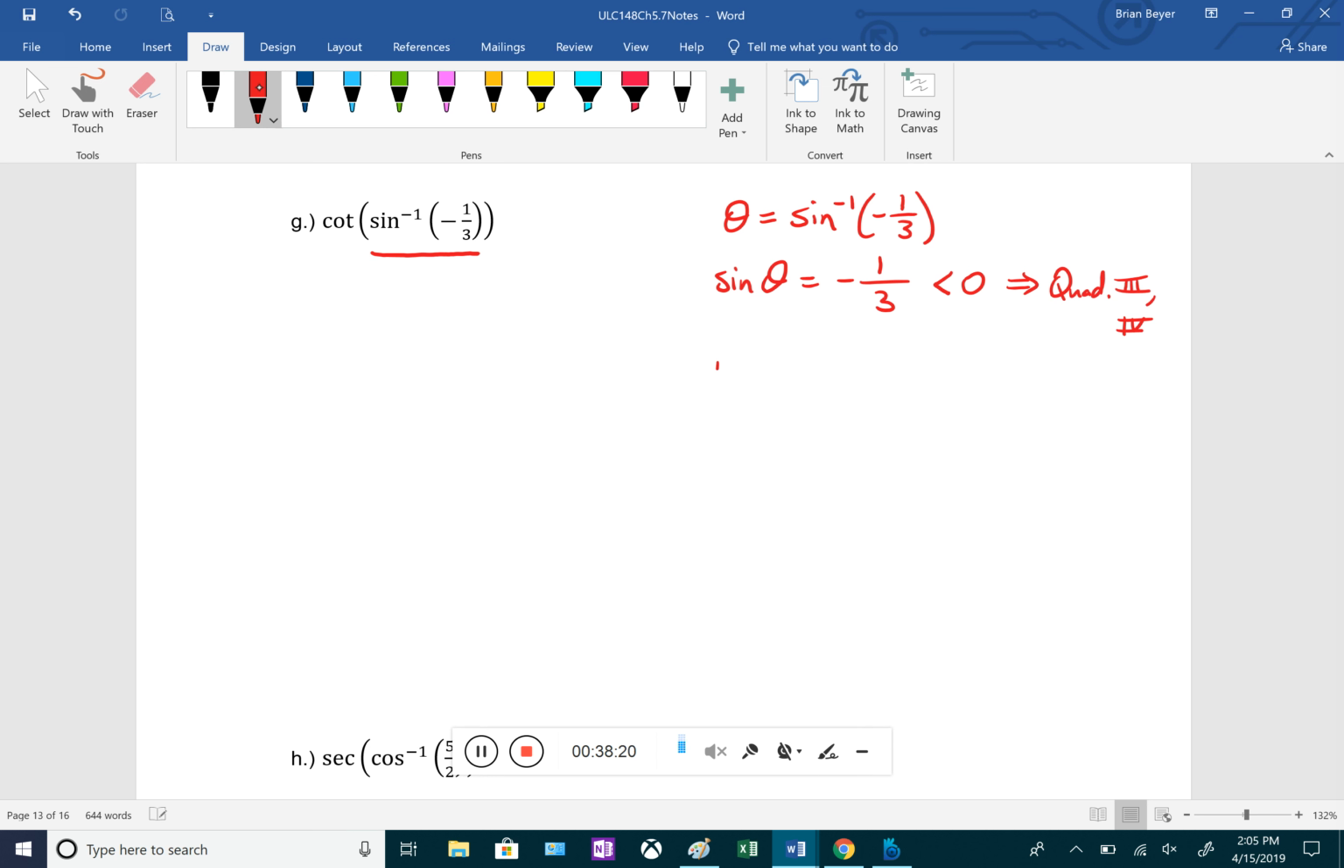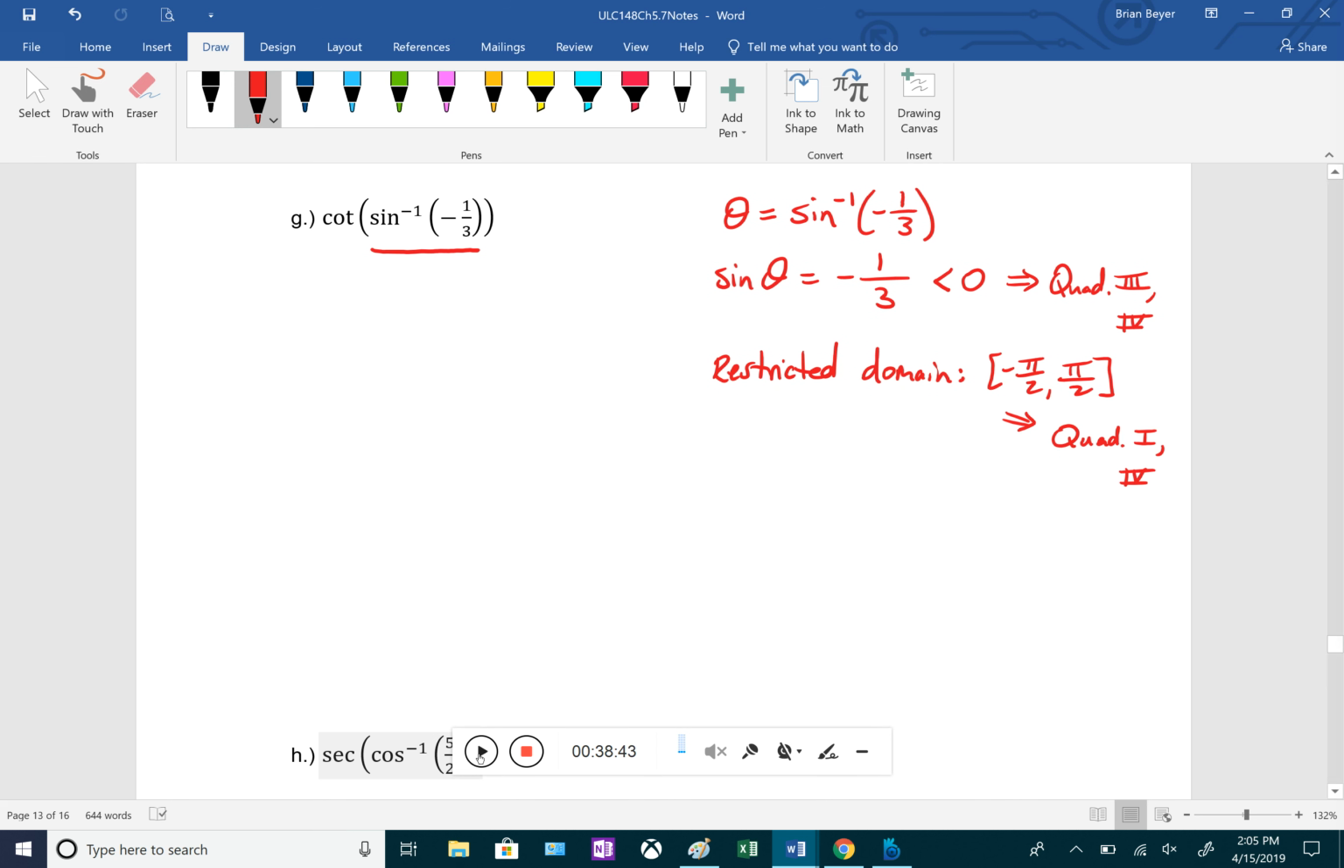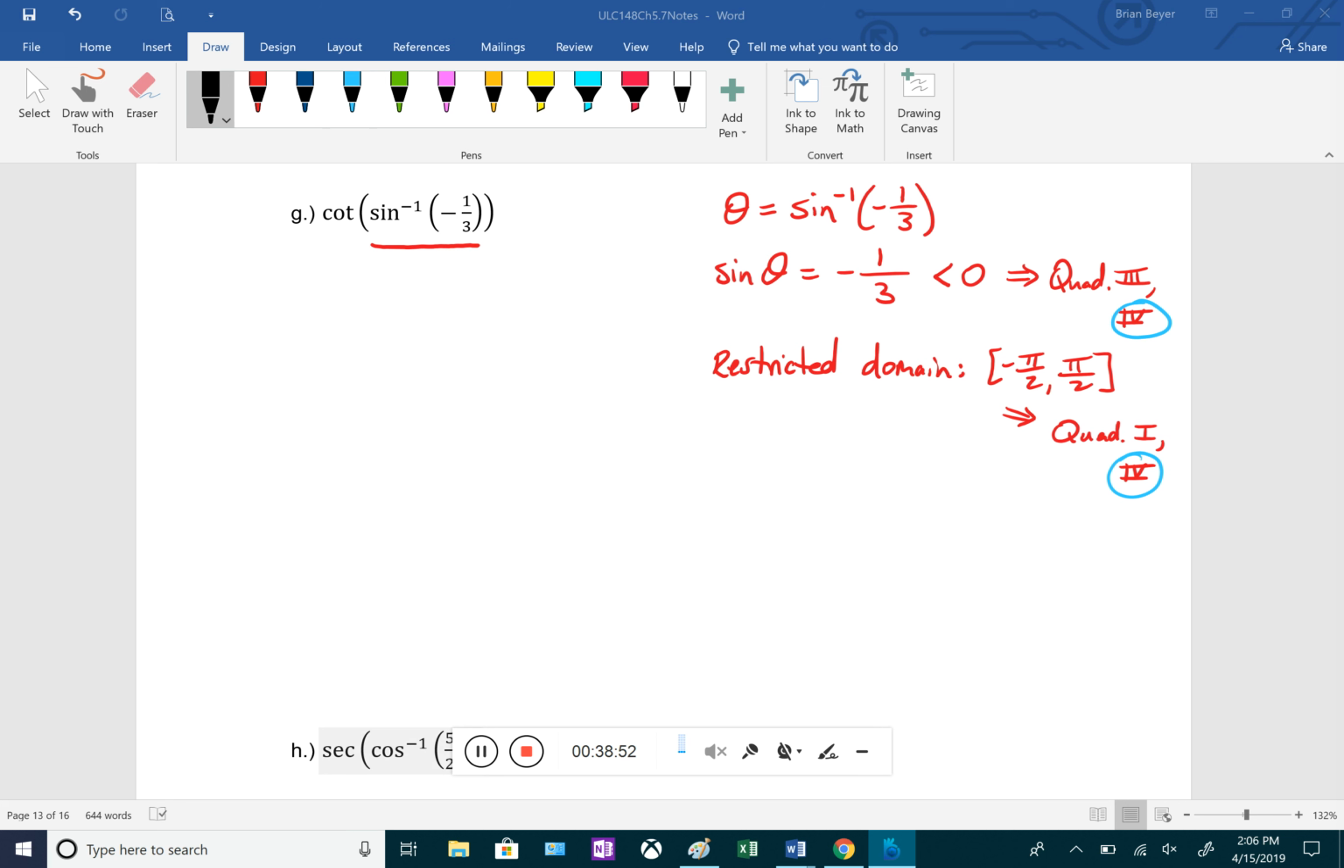The restricted domain for sine is negative pi over 2 to positive pi over 2. So that is also in quadrant 1 and 4, just like the last question. So the one that they have in common here is going to be quadrant 4. So we're going to create another right triangle, so it's going to be in quadrant 4 this time.